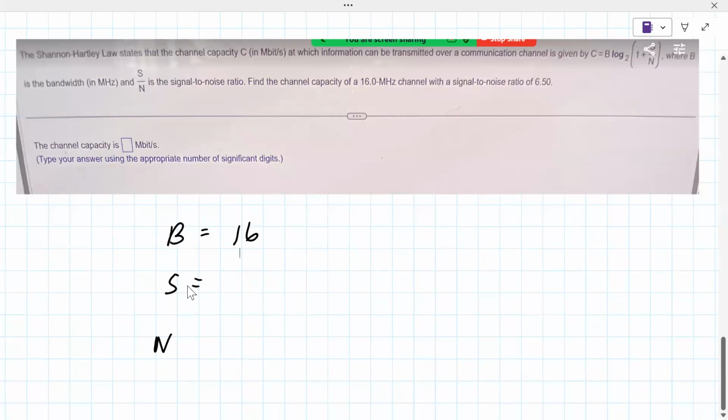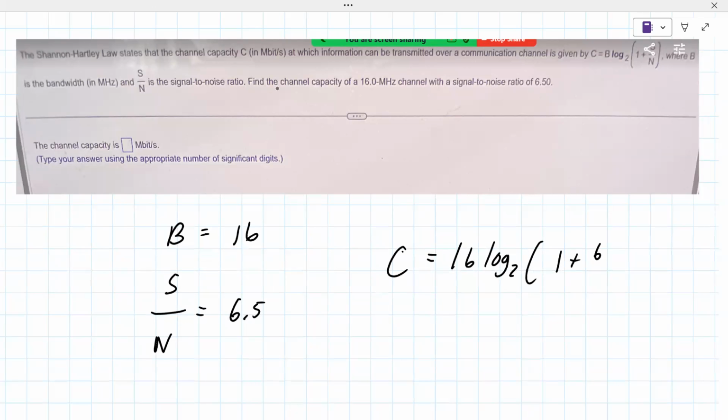The S over N is the signal to noise ratio, 6.5. So this whole ratio is 6.5, that's what they're trying to say there. So we've got C equals 16 log base 2 of 1 plus 6.5, like that.